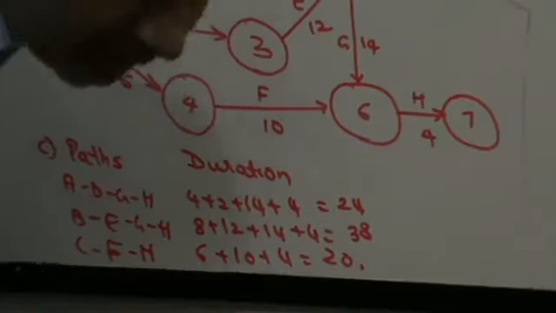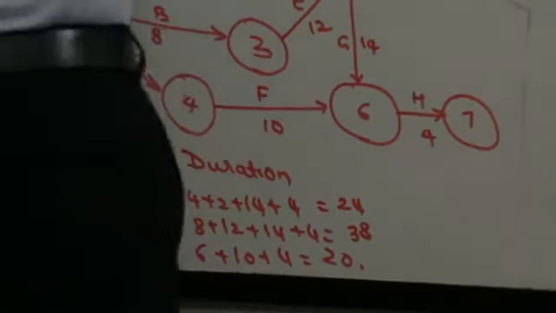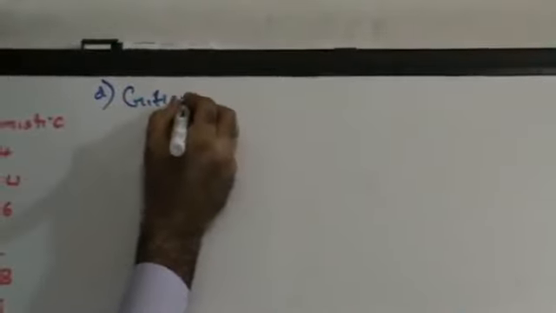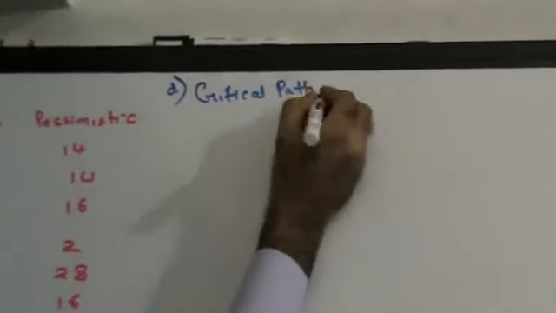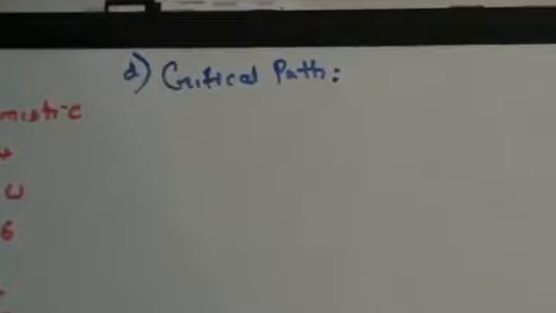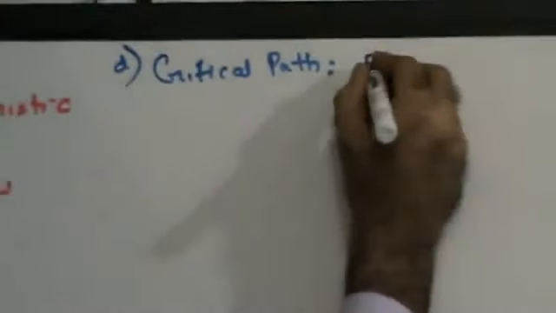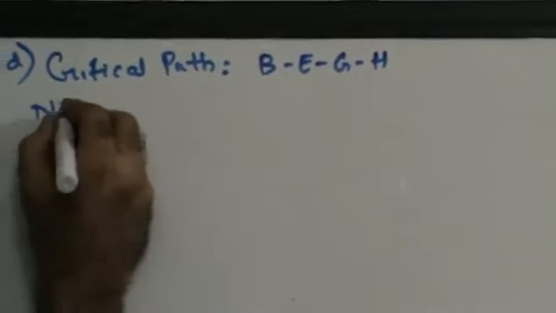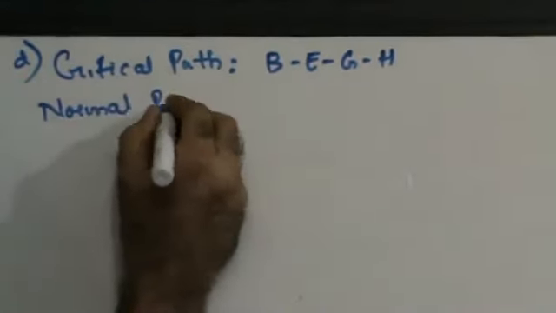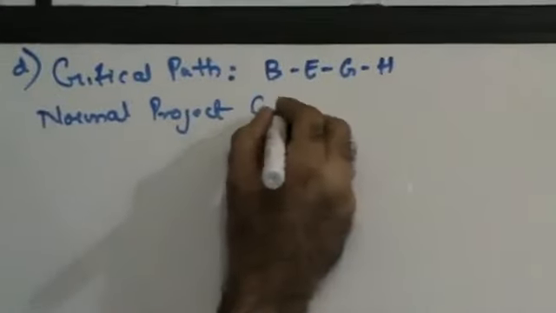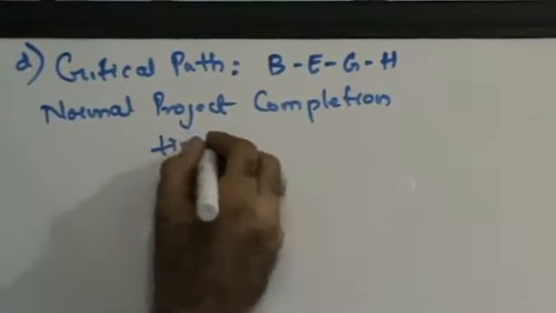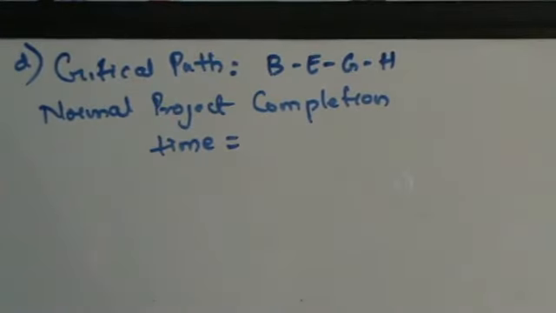The next thing that I need to do is, guys, I can therefore say that my critical path is going to be B, E, G, H. Normal project completion time is 38 weeks.